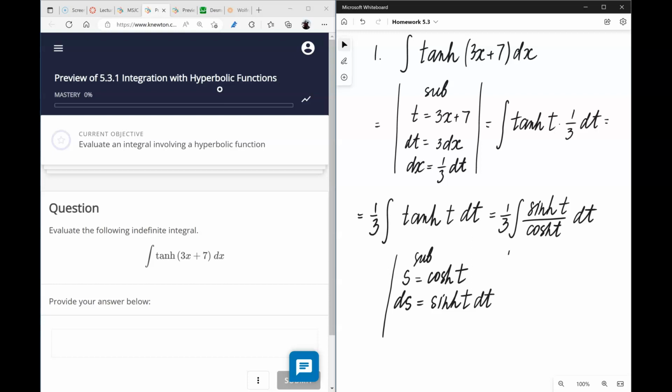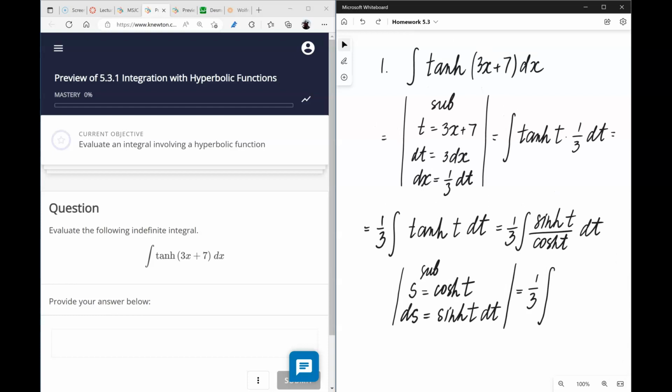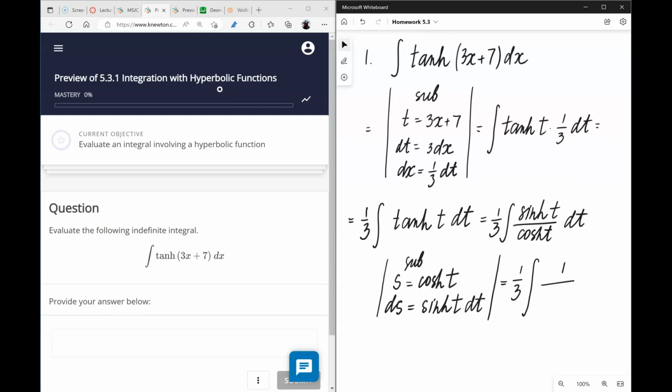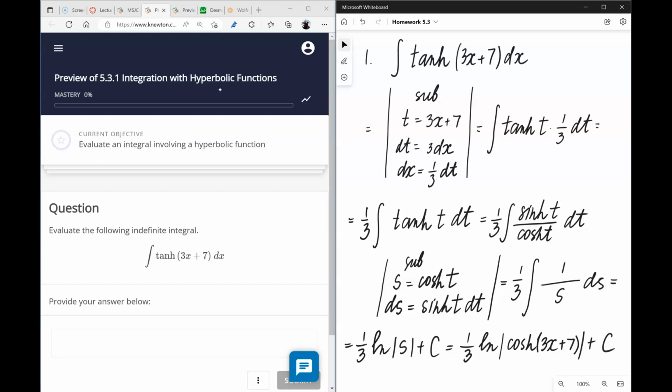And here you should be able to see the actual pattern. Now we still have 1/3, but my sine dt simply becomes ds. So we have 1 over s ds, and that's an easy one. That's just ln of absolute value of s plus c, but s is hyperbolic cosine, so we have ln of absolute value of hyperbolic cosine of t, but t is 3x plus 7. And this will be the final answer.